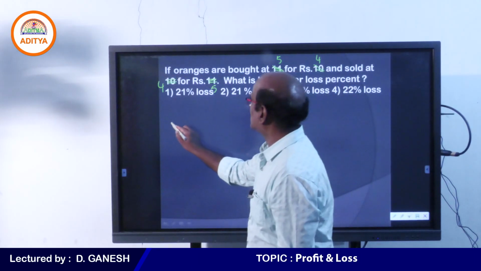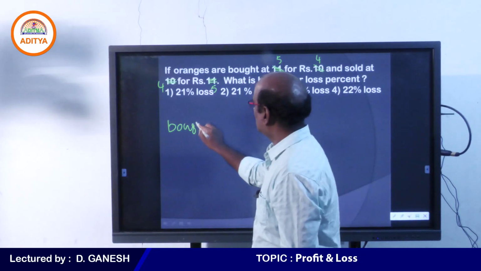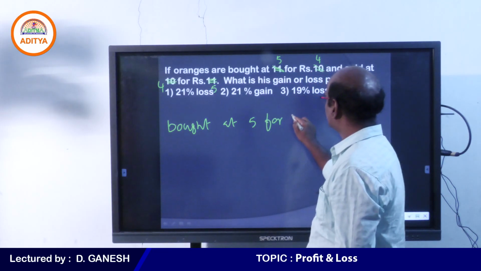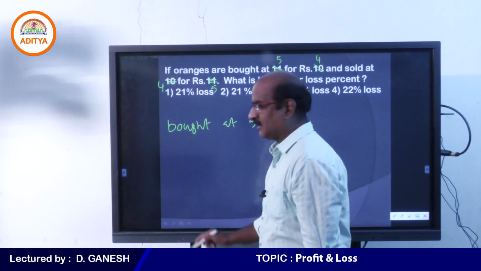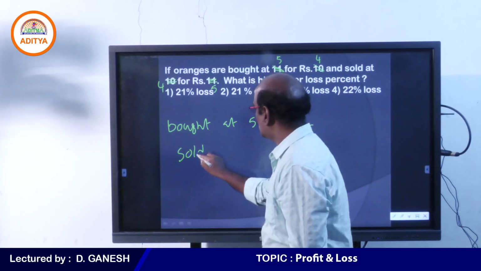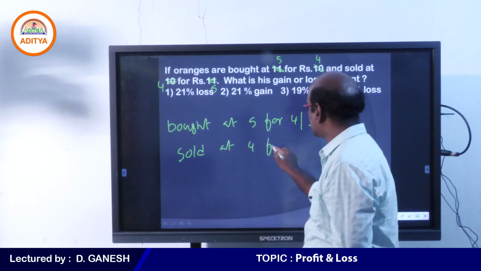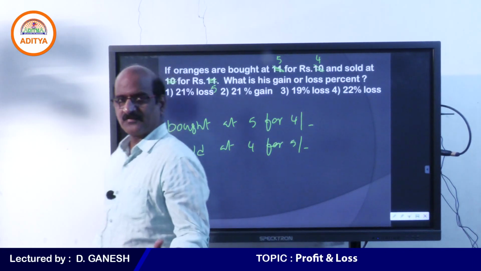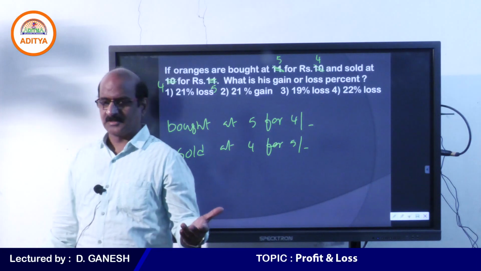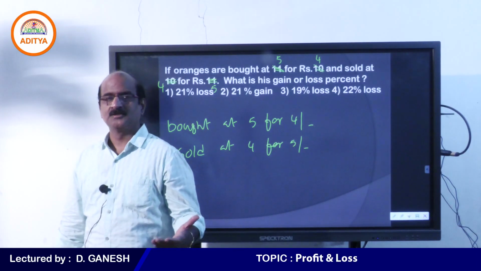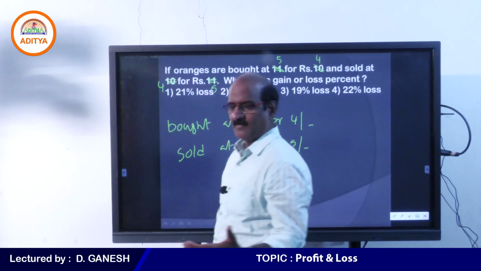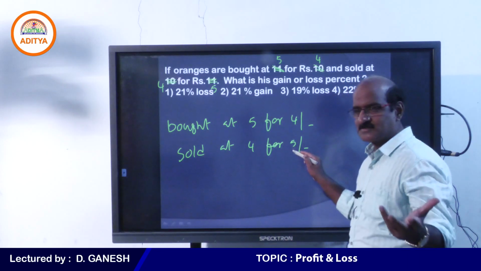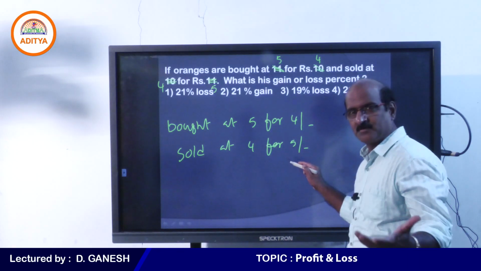Very good. How are oranges bought? Bought at 5 for 4 rupees. And how are they sold? They are sold at 4 for 5 rupees. So they bought it for 4 and sold it for 5. So obviously it is a profit. Cost price is 4, selling price is 5, it is profit. Now we have to see how much is the profit percent.